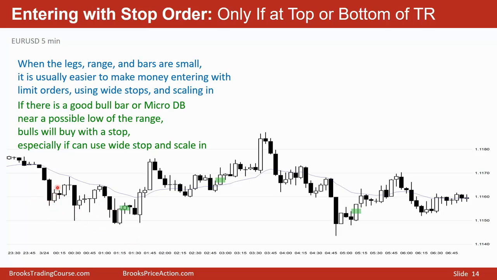Here, it's a wedge, 1, 2, 3, a bull bar reversing, a third bull bar reversing, okay to buy above the high of this bar. It's a third entry buy, 1, 2, and then 3.